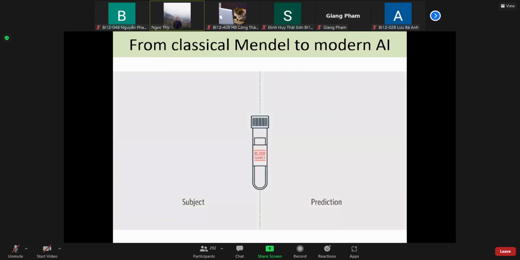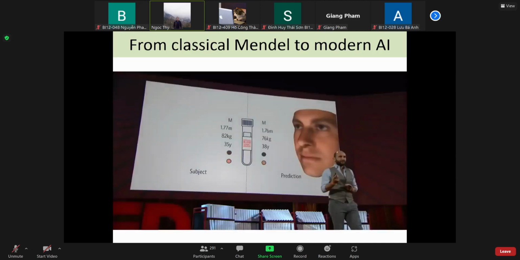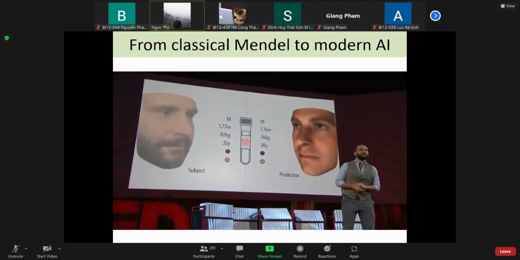We run this sequence, and I'm going to do it with you, and we start to layer up all the understanding we have. So in the vial of blood, we predict that is a male, and the subject is a male. We predict that is 1.76 m, the subject is 1.77 m. We predict that is 76, the subject is 82. We predict his age, 38, the subject is 35. Predict his eye color, too dark. We predict his skin color, we are almost there. That's his face. Now, the reveal moment is that the subject is this person.